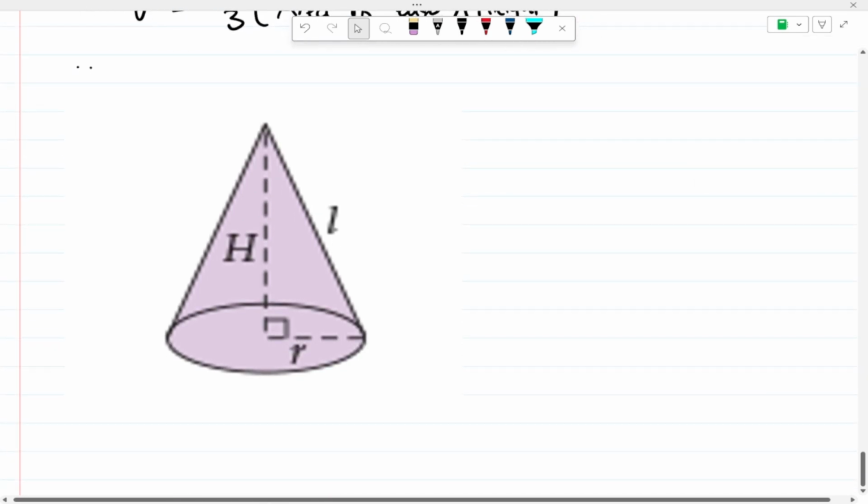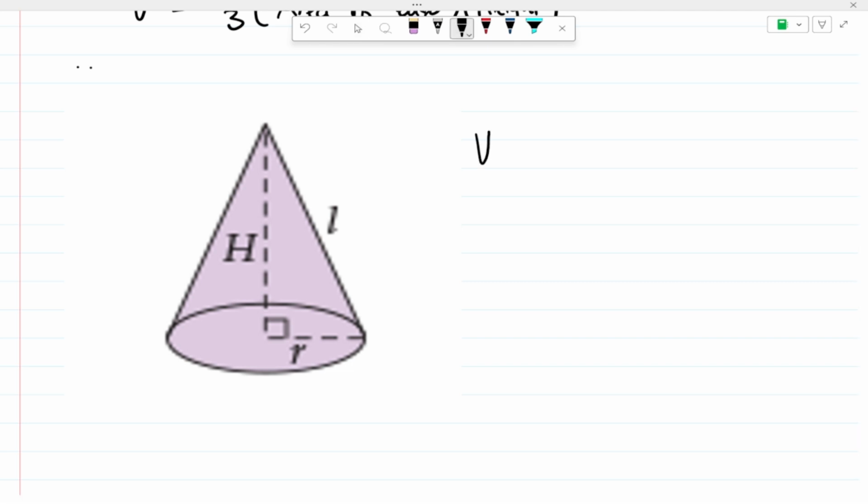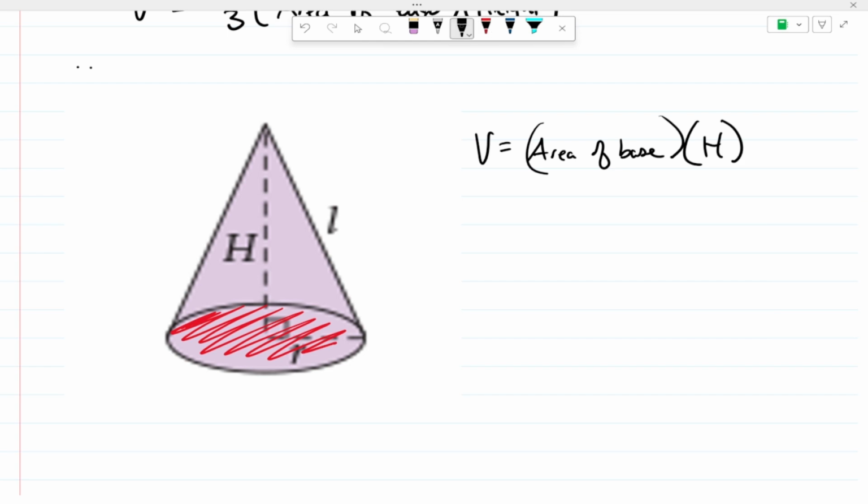All right, so here we can see the volume once again. It's going to be the area of the base multiplied by H. But in this case, the base is right here. It's a circle. So we know the area of the circle is going to be pi r squared. Times H.